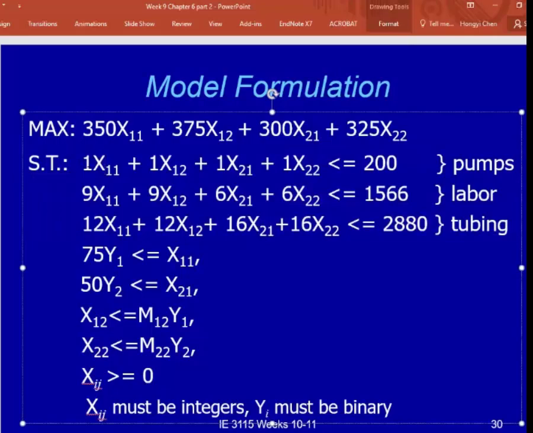And note that the coefficients of x11 and x12 are the same here, same here, and the same here, because they both represent the number of EquaBus to produce, and the units of pumps, labor, and tubing used for EquaBus are the same. Same as the second part: x21 and x22 both represent the number of HydroLux to produce, and the units of pumps, labor, and tubing the HydroLux used should be the same.